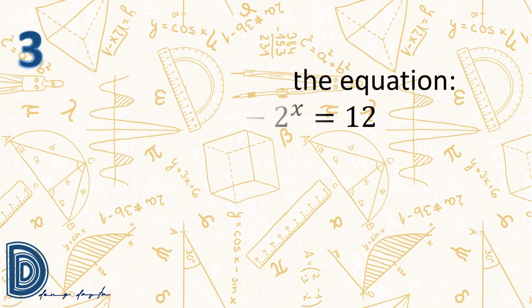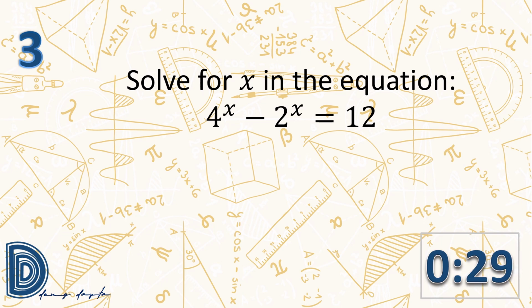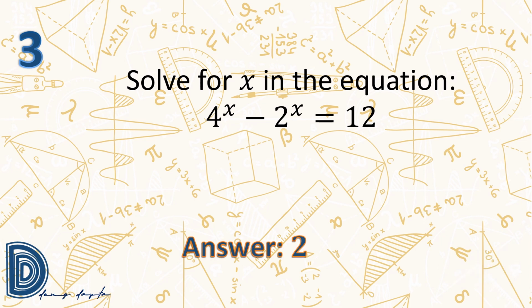Question number 3. Solve for x in the equation 4 raised to x minus 2 raised to x equals 12. Again, solve for x in the equation 4 raised to x minus 2 raised to x equals 12. Go! Time is up. The answer is 2.